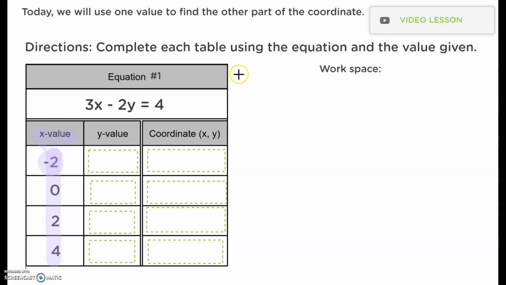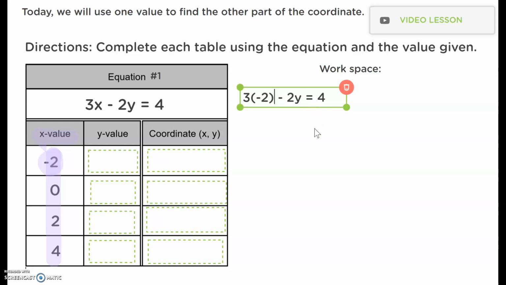So I'm going to go ahead and type up my equation exactly how it was given to me. 3x minus 2y equals 4. Except I'm going to use that x value from the table. So instead of x, I'm going to delete it and I'm going to put -2 instead.